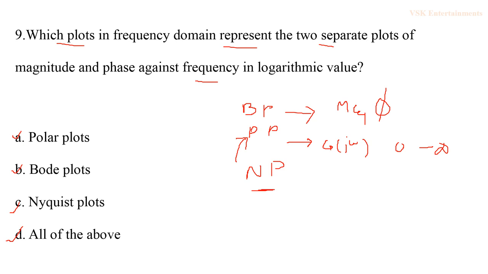In the given bit, which plot represents the two separate plots, magnitude and phase against logarithmic scale? According to these techniques, the first one, that is the Bode plot, has the two plots in the logarithmic scale or semi-log graph. So option B is the right answer for this bit.